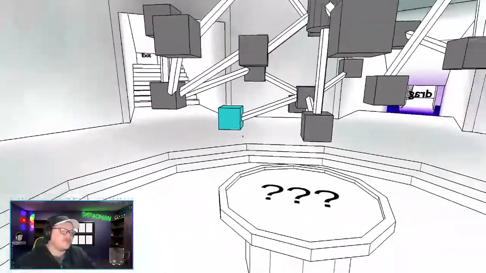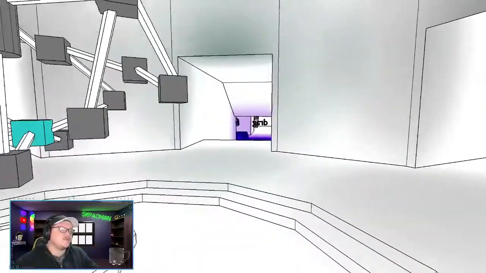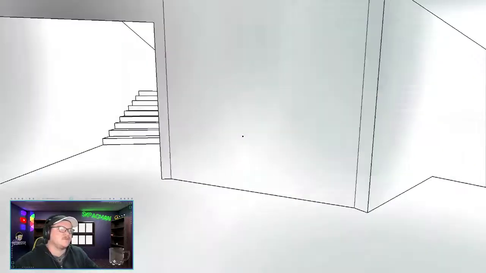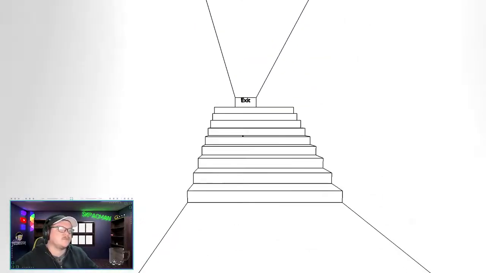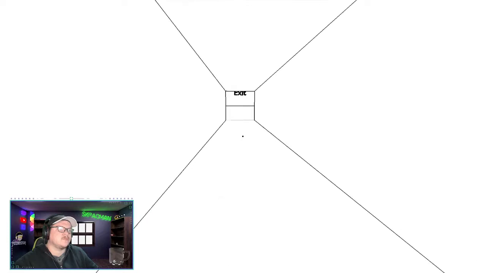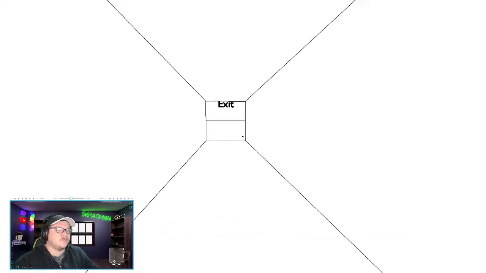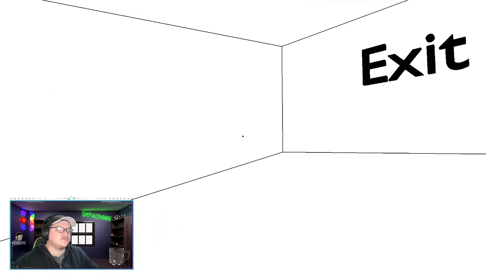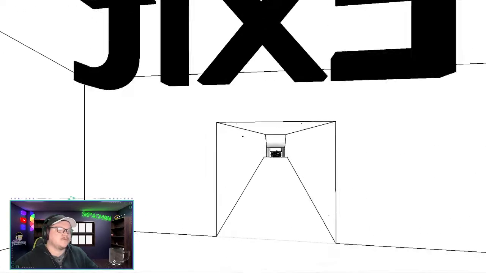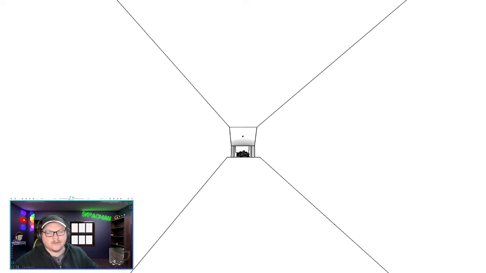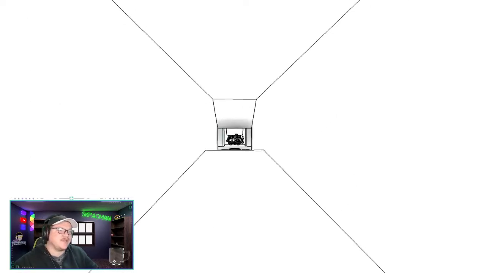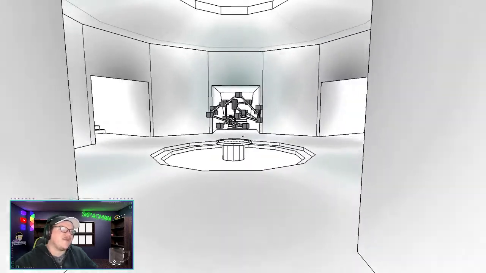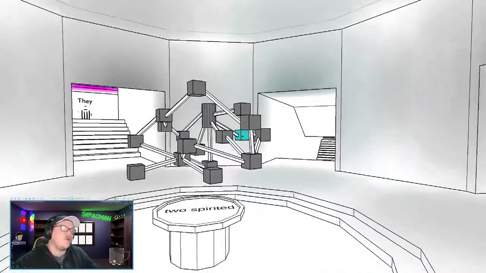Except for this. What is this? I don't know what this is. Unless that's the exit. Hang on. Let me double check that that's the exit. Yeah, I didn't know that they counted that as a room. So the whole map is done.